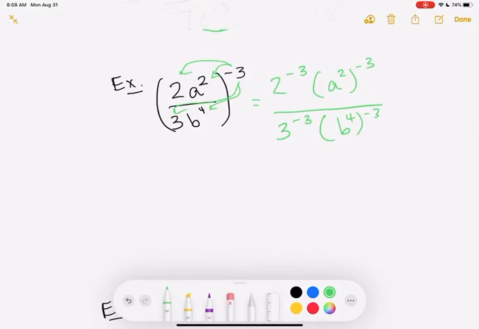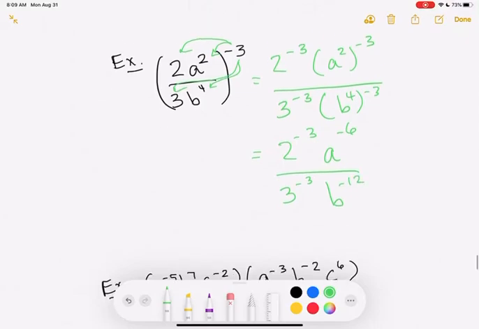Okay, now there's so many different ways we could go with this. Let's do this. Let's go 2 to the negative 3. You know, here with this a to the 2 and then negative 3, we can multiply, right? So let's do that. Let's do a to the negative 6th over 3 to the negative 3, and again multiply, b to the negative 12th.